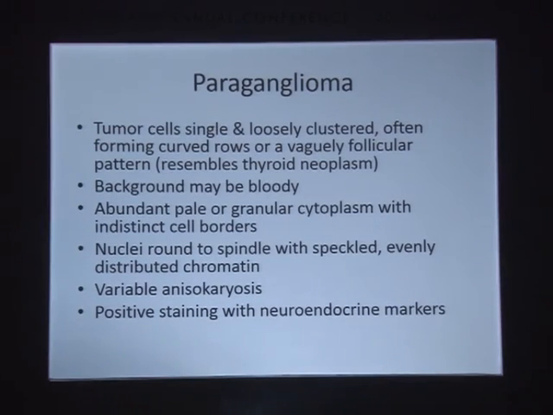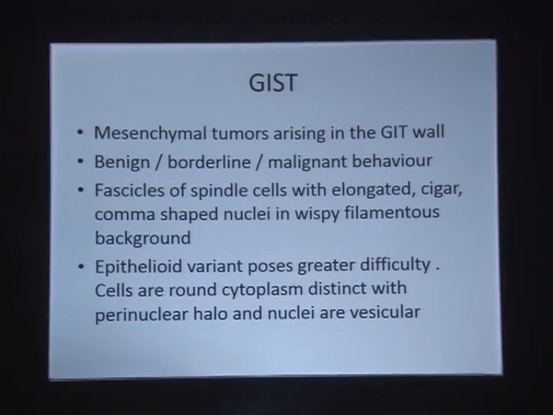Background may be bloody. Abundant pale granular glassy cytoplasm with indistinct cell borders. Nuclei may be round to spindle shaped with speckled, evenly distributed chromatin like neuroendocrine tumors, and they stain positively for neuroendocrine markers. These are the features of pheochromocytomas or paragangliomas.